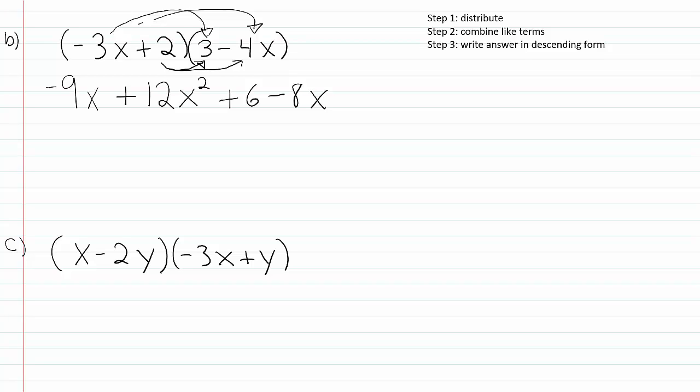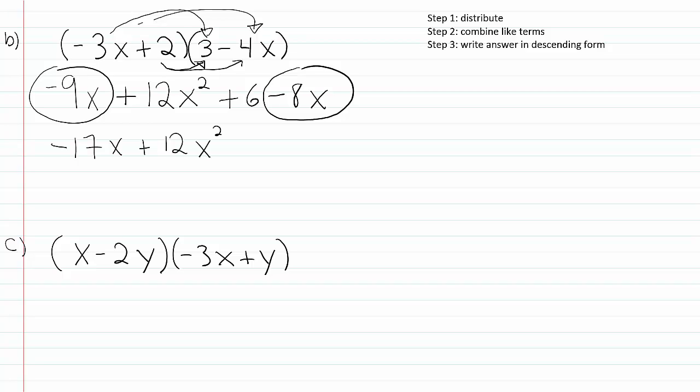Now once you have it at this stage, it's time to combine like terms. So I'm going to look around and combine anything that's common. So it looks like we have this negative 9x and we have a negative 8x. If I put them together, it'll give me negative 17x. I have plus 12x squared plus 6. All right, so we're almost done.